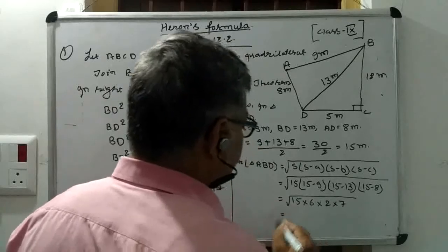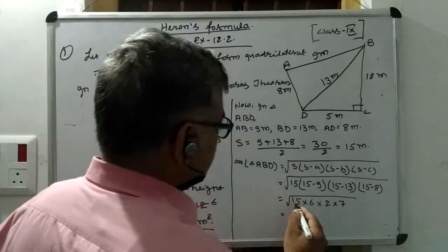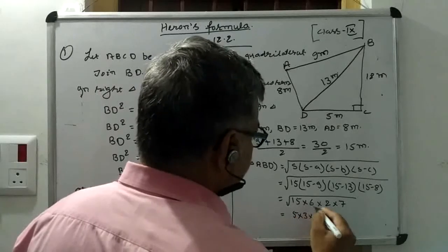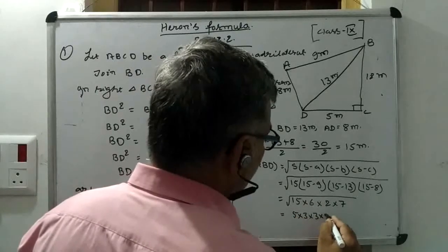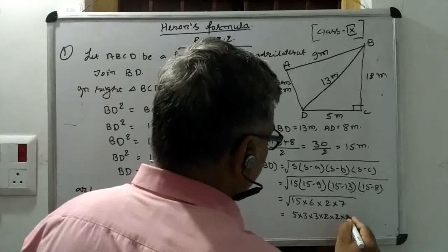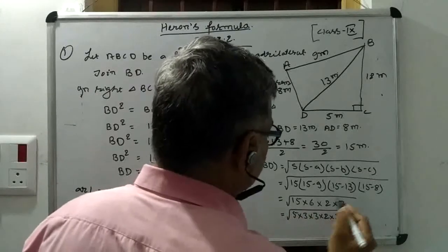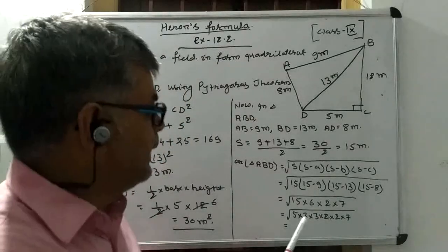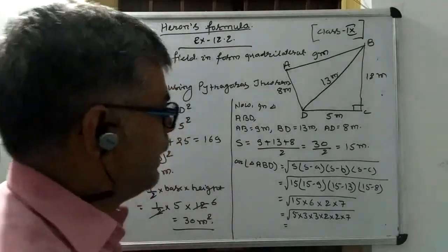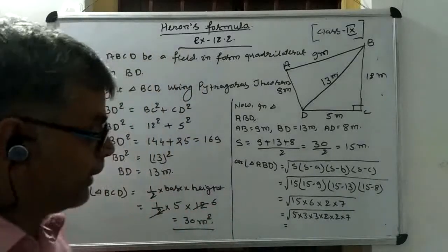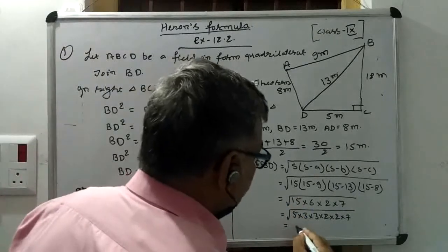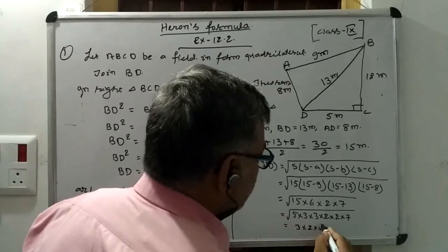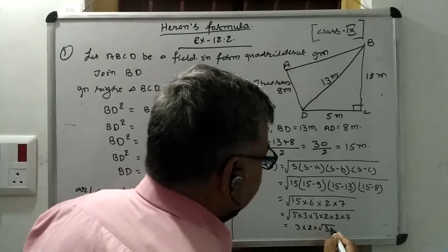Now simplifying it, 15 can be written as 5 into 3 and 6 can be written as 3 into 2, and this 2 into 7. Now we have 3 in pair and 2 in pair, and 5 and 7 are not in pair. So we take out 3 into 2 and under root 5 into 7 will be 35.